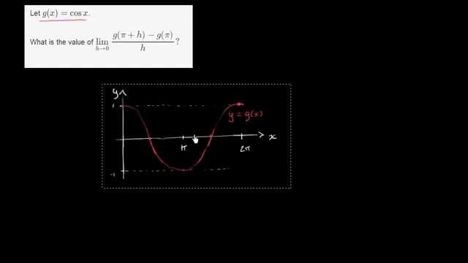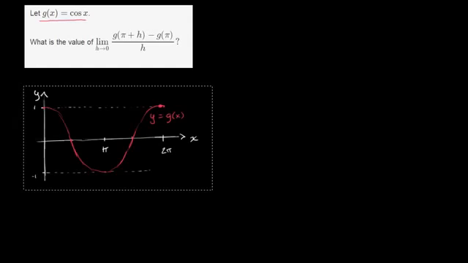Let g of x equal cosine of x. So let's actually graph that. So that would be the graph right over there. I drew it ahead of time. So this is a segment of cosine of x between x is equal to 0 and x equals pi. Obviously, it keeps on going in both directions after that.